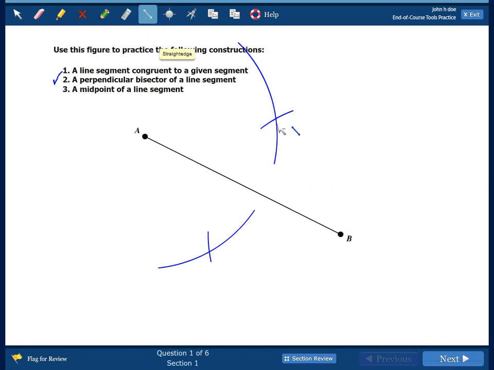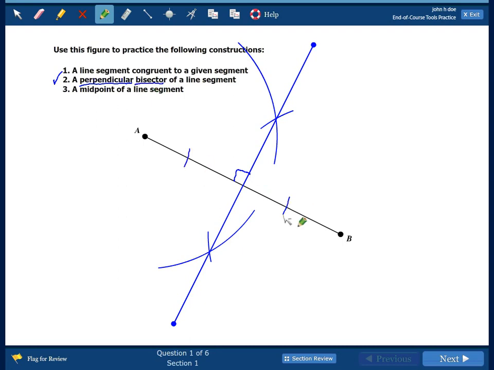This time I'm going to use tool 1. Tool 1 has a point. So I'm going to make sure my point touches or goes through the intersection of the arcs. So what I constructed was a perpendicular bisector. If we use our vocabulary, perpendicular means I formed a 90-degree angle. Bisector means I bisected AB, so that's the midpoint.